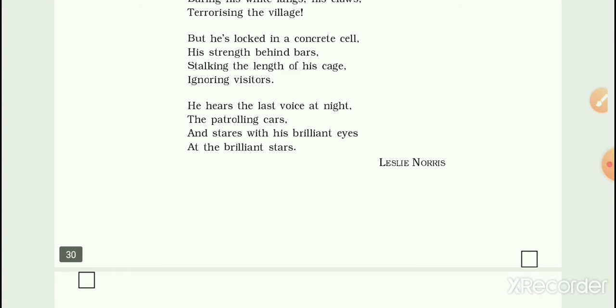First, let's know something about our poet Leslie Norris, whose actual name is George Leslie Norris, and he was a Welsh poet and short story writer.